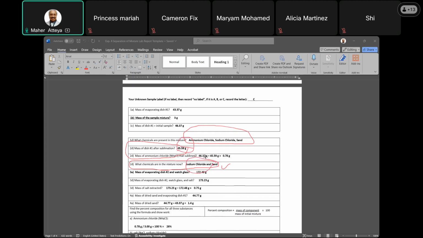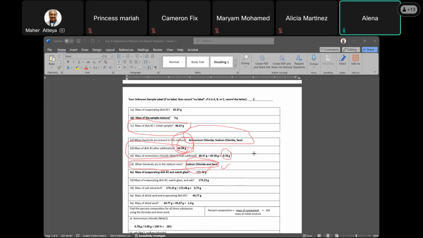And you will go from the sample you started with, the sample you started with minus what you have here, correct? That will give you the amount of what? The amount of ammonium chloride. Are you following? Yes, no?